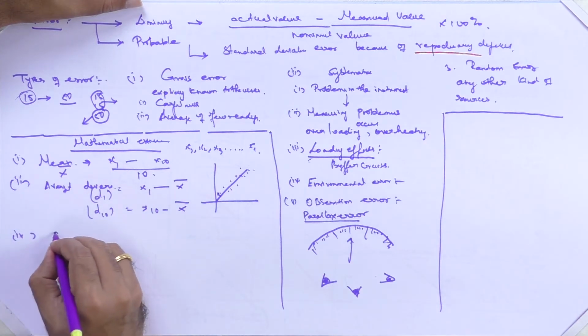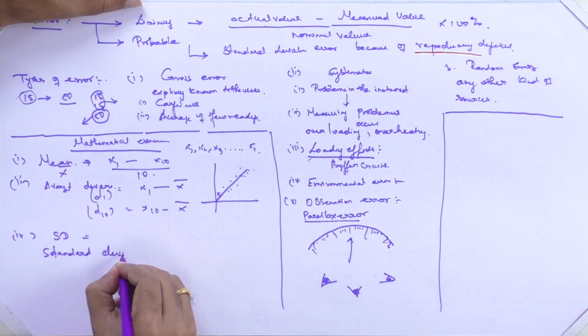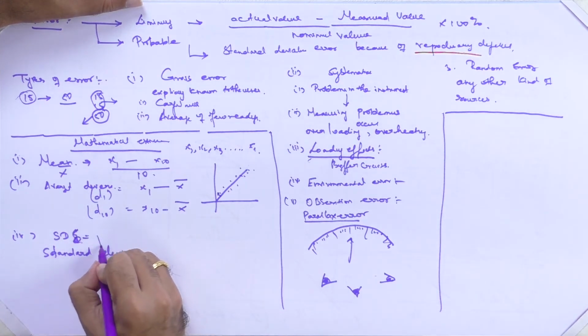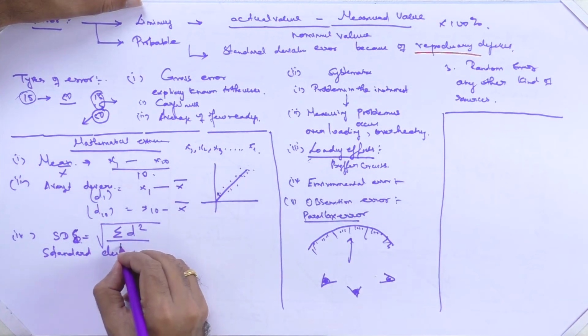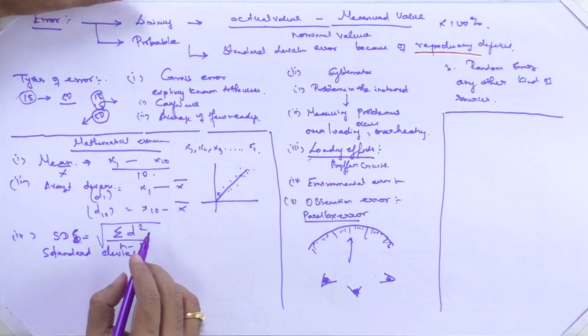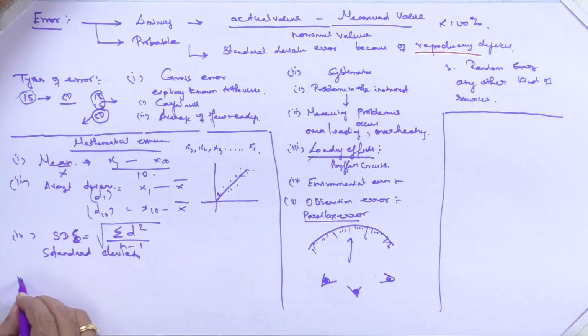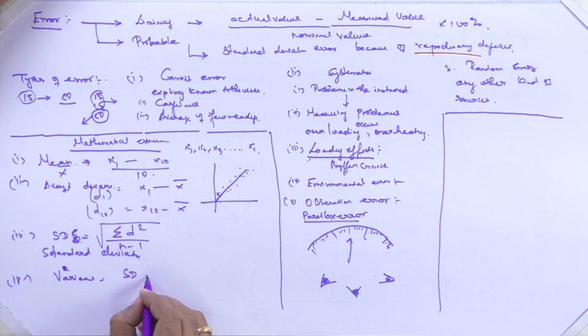Then you have the most important one, standard deviation, SD. You might have studied all these things in your schools, I hope. The square root of the summation of d squared divided by n minus 1 is your standard deviation. You have your deviations, you accumulate them over here and divide by n minus 1, then take the root. This gives you the standard deviation. Finally you have the variance, which is the standard deviation squared.